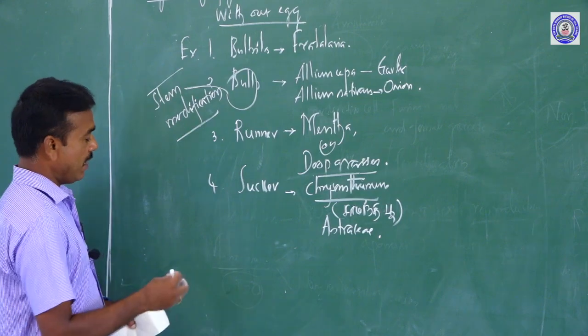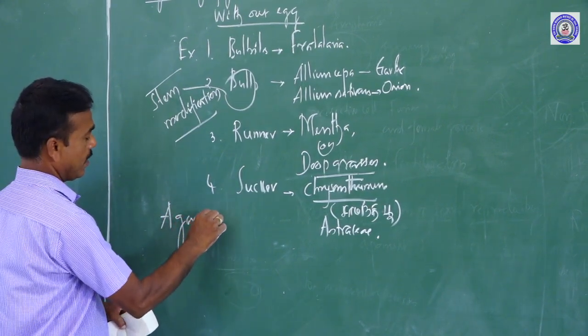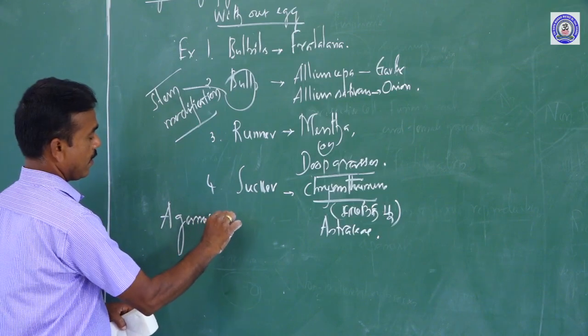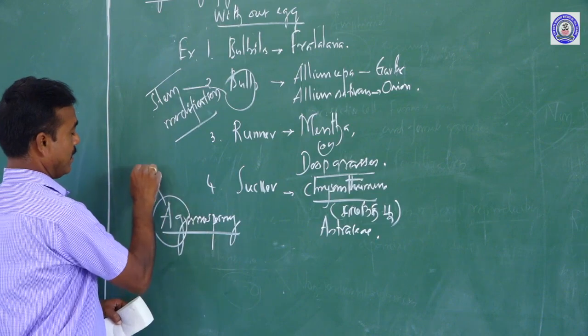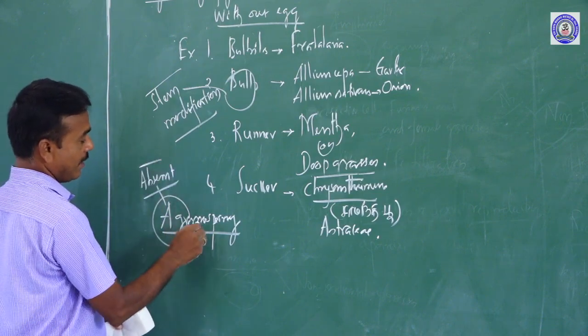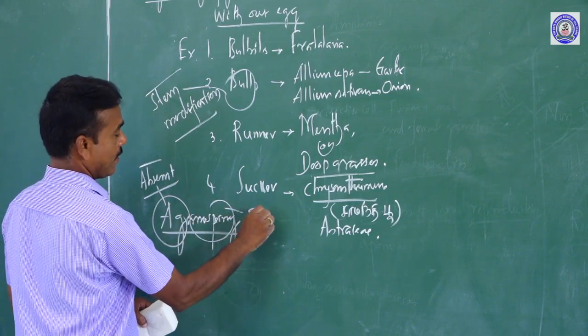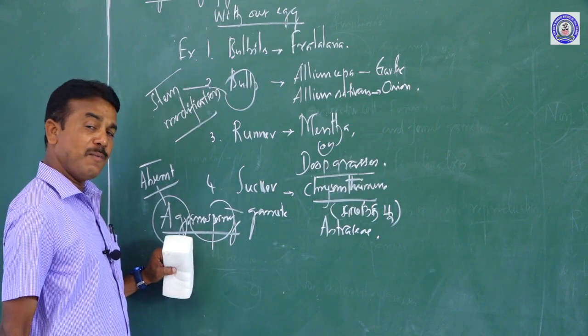Can I go to the next one, commonly called agamospermy? It means absent. What is absent? Gametes are absent. So what is the definition of agamospermy?